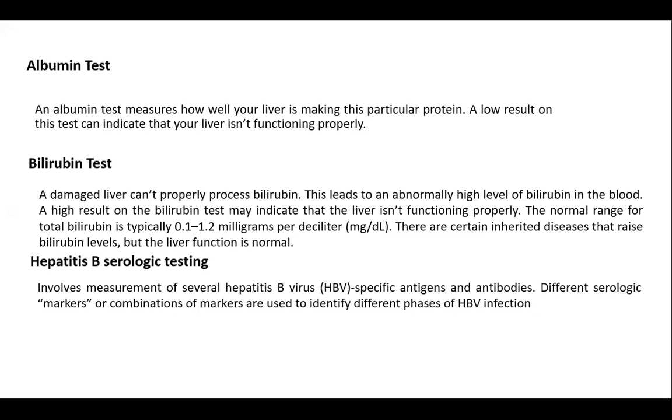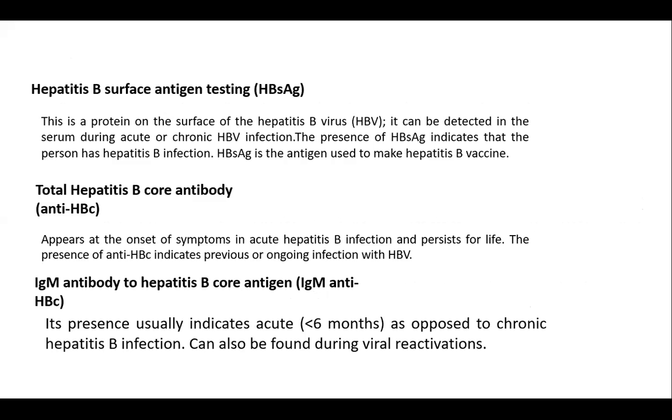Different serologic markers or combinations of markers are used to identify different phases of HBV infection. For hepatitis B surface antigen testing, this is a protein on the surface of the hepatitis B virus. It can be detected in the serum during acute or chronic HBV infection, and the presence of hepatitis B surface antigen indicates that the person has hepatitis B infection. So HBsAg is the antigen used to make hepatitis B vaccine.